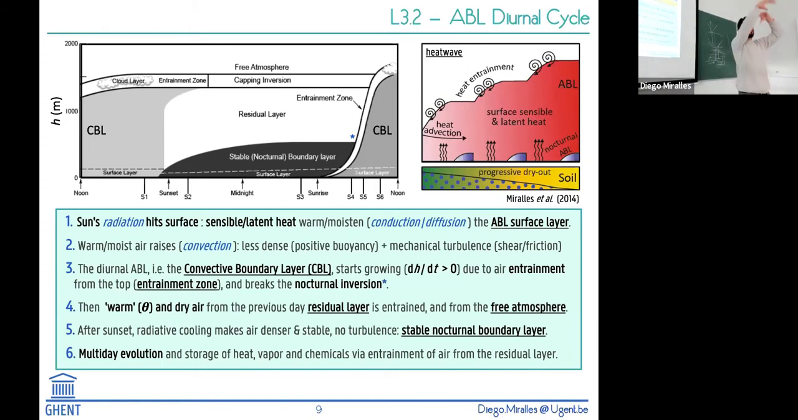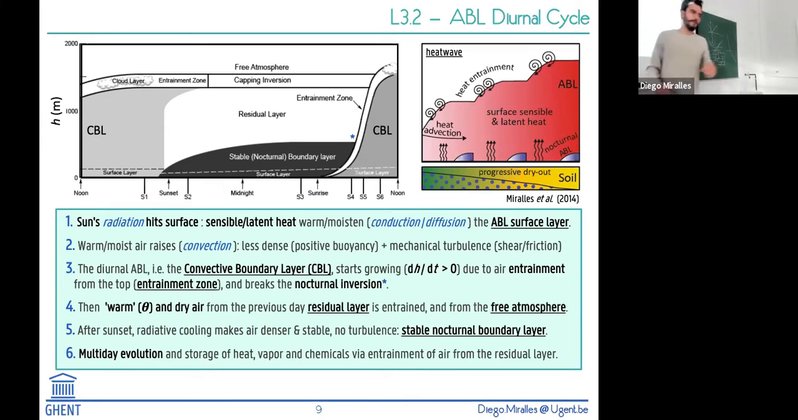So we keep on entraining air from the top of the boundary layer, and that makes it grow. We're increasing the size of the container because we are pulling in more air into the container, right? So that keeps on growing and growing and growing as long as we have the sun warming the land surface, right? Eventually, at sunset, we're here.